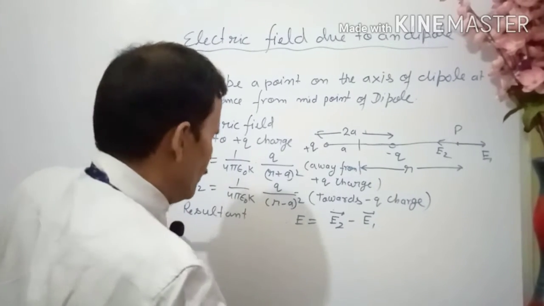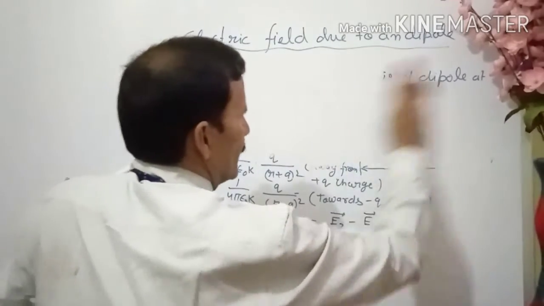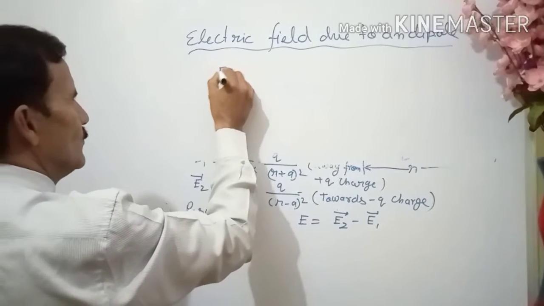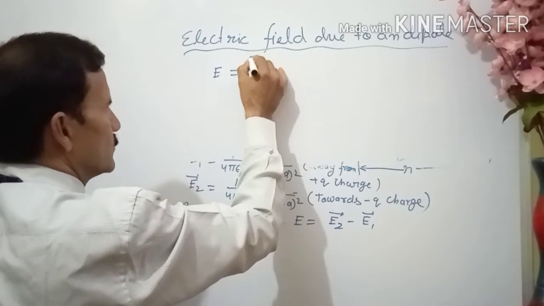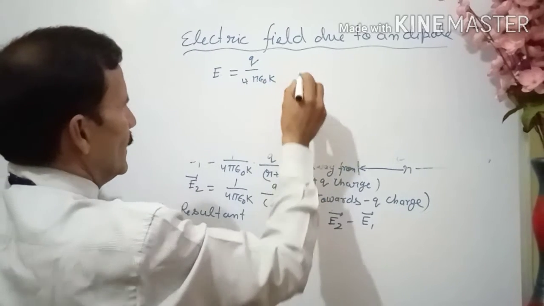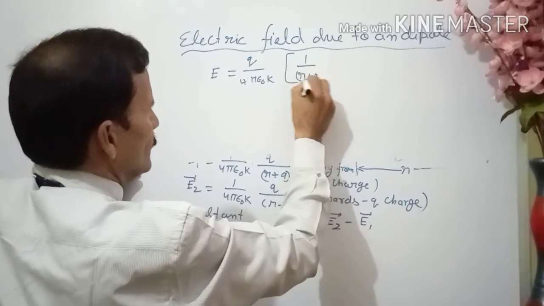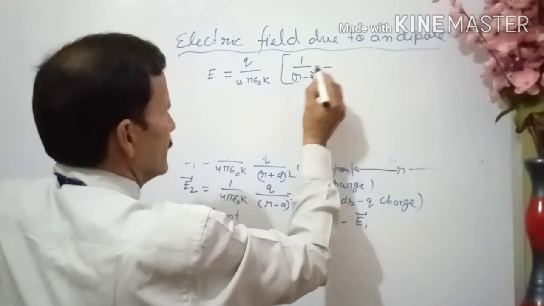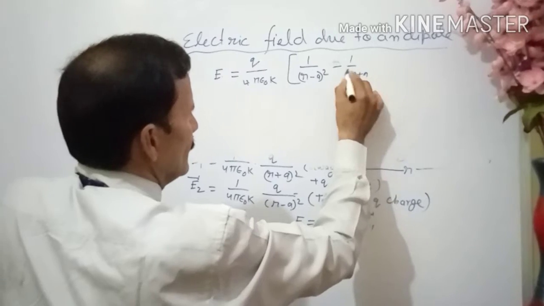So now when you put the values, what are you getting here? Let me write. E is equal to, when you subtract, this is common, so take common. Q is also common, Q upon 4 pi epsilon naught k, and here you are getting 1 upon r minus a whole square, minus 1 upon r plus a whole square.